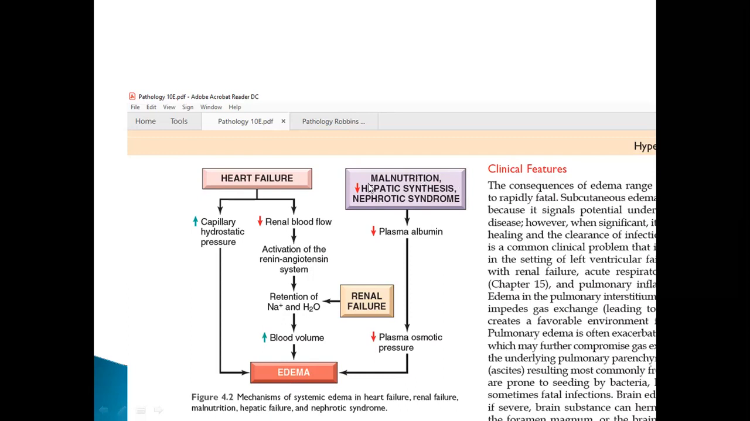In malnutrition, there is decreased hepatic synthesis; in nephrotic syndrome, there is loss of protein. In all these situations, there will be decreased plasma albumin. Decreased plasma albumin causes a decrease in plasma osmotic pressure. A decrease in plasma osmotic pressure causes edema. In renal failure also, retention of sodium and water increases blood volume and causes edema.